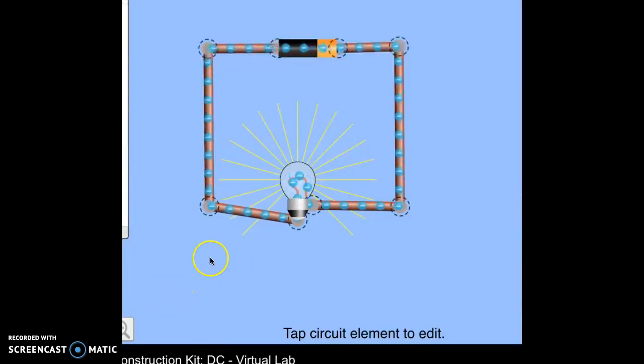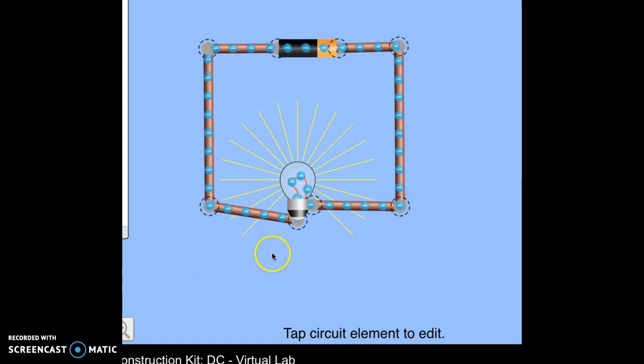Okay, here we have a simple circuit consisting of a battery and a bulb connected with wires, and we can see the charges flowing around the circuit. This is a very nice simulation from PhET at Colorado University.